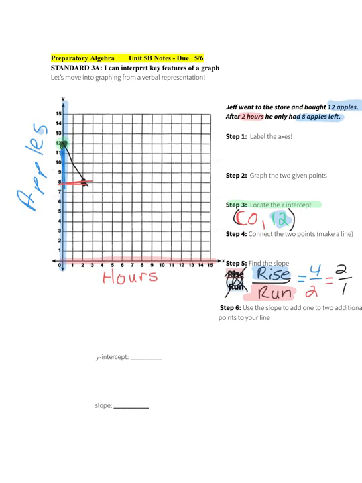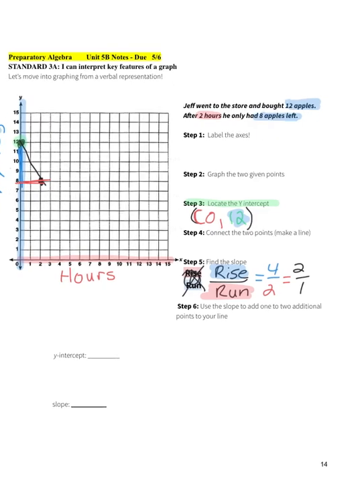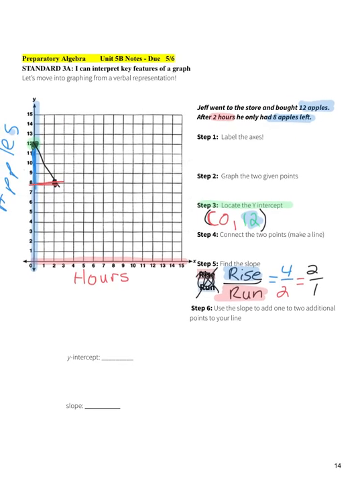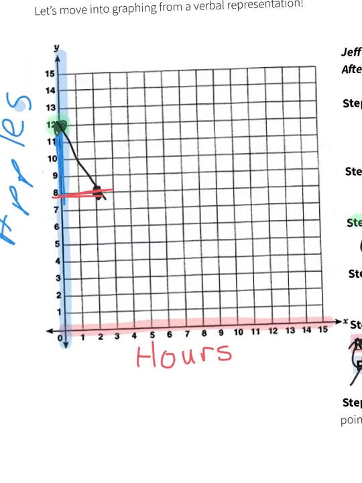Okay, now this next step is something that's really new. Step 6. Use the slope to add 1 or 2 additional points to your line. Well, we know that the slope is 2 over 1, so we can just continue to follow that pattern to add more points to our line, because this is a consistent rate of change. So that means this pattern happens over and over again. He loses the same amount of apples every hour. He loses 2 apples every hour because he's probably eating them or sharing them with his friends.